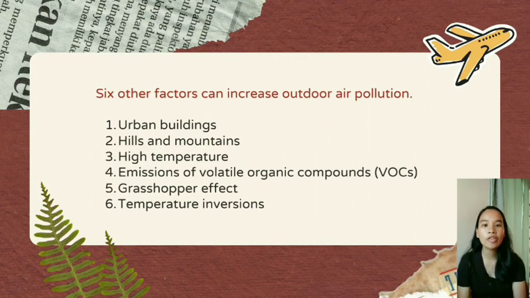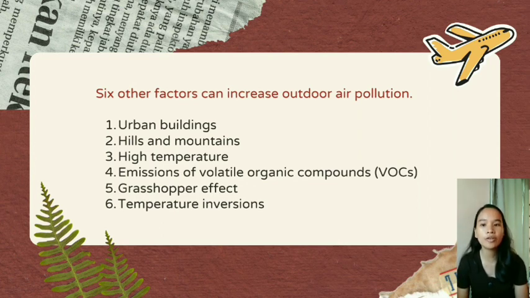On the other hand, there are also factors that can increase outdoor air pollutants. So there are 6. First is the urban buildings. They slow wind speed and reduce dilution and removal of pollutants. Second are the hills and mountains. They reduce the flow of air in valleys below them and allow pollutant levels to build up at ground level. Third is the high temperature, since it promotes the chemical reactions leading to formation of photochemical smog.